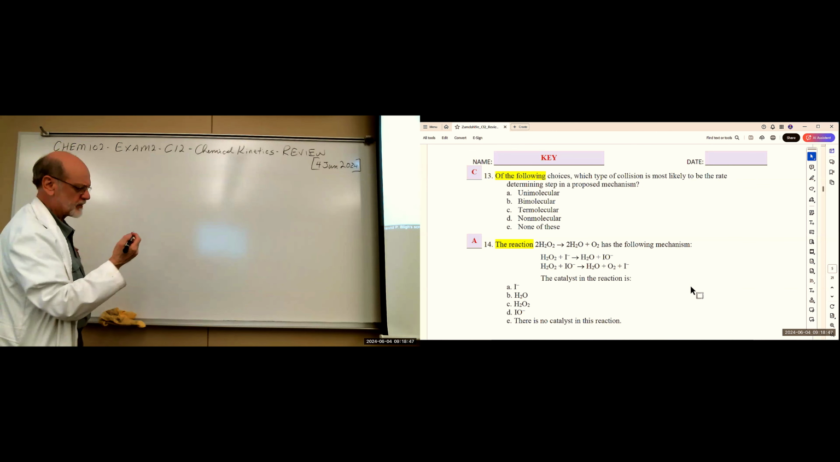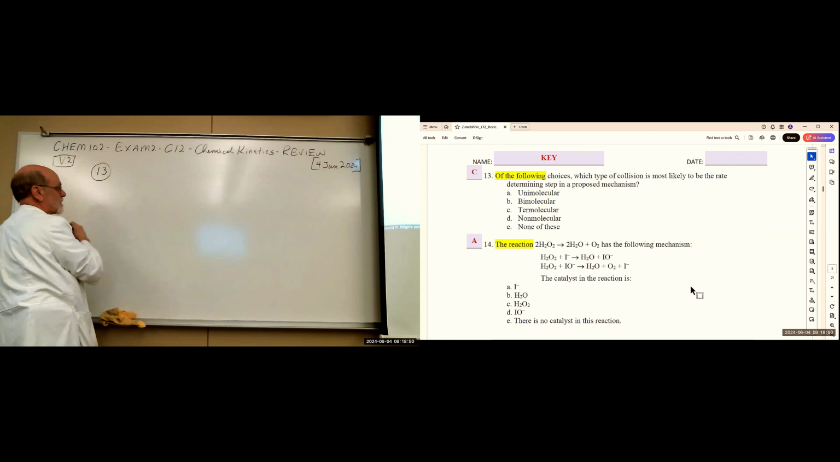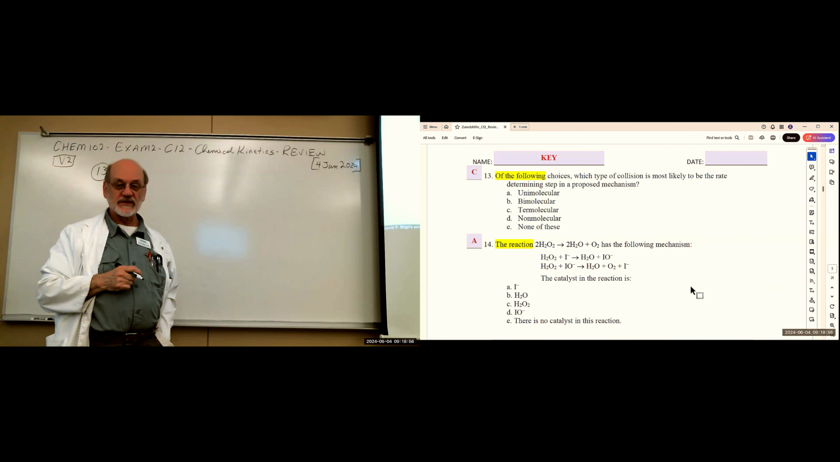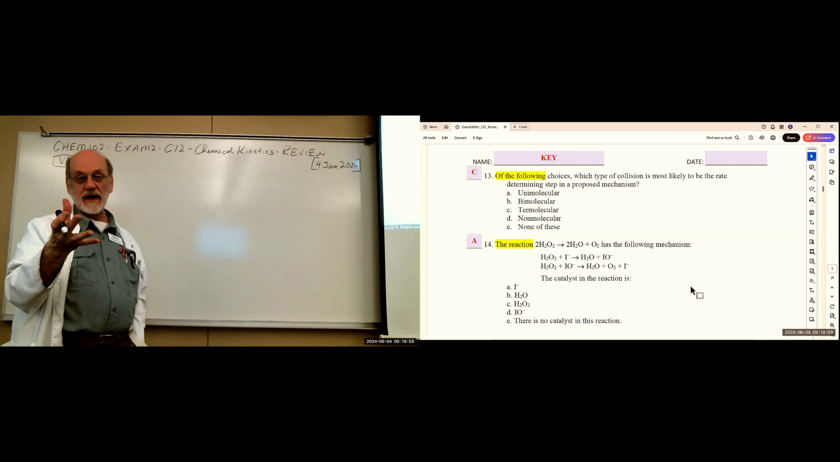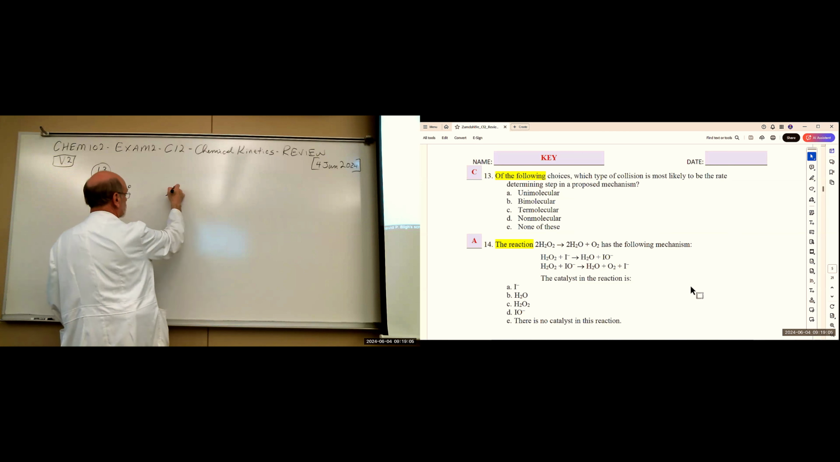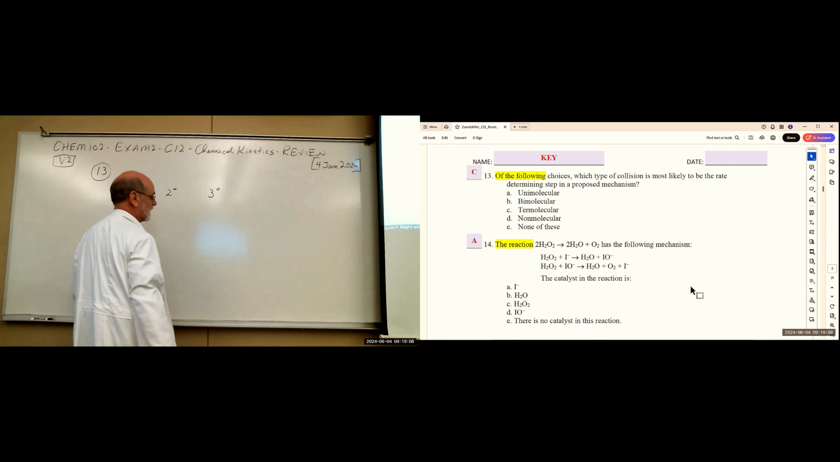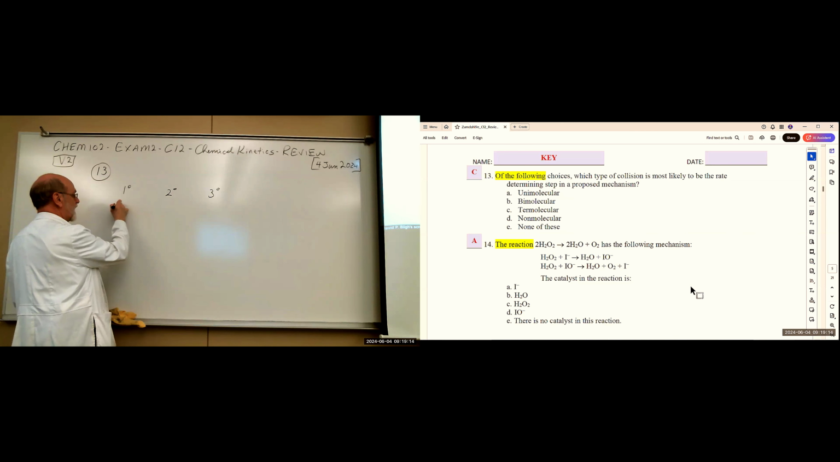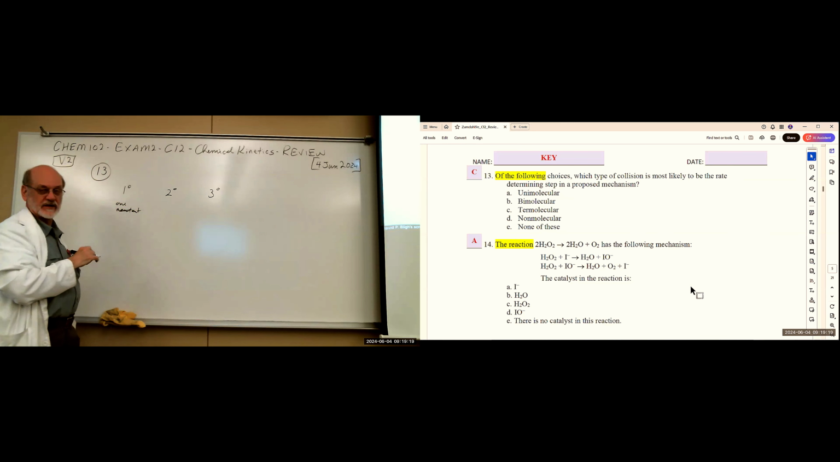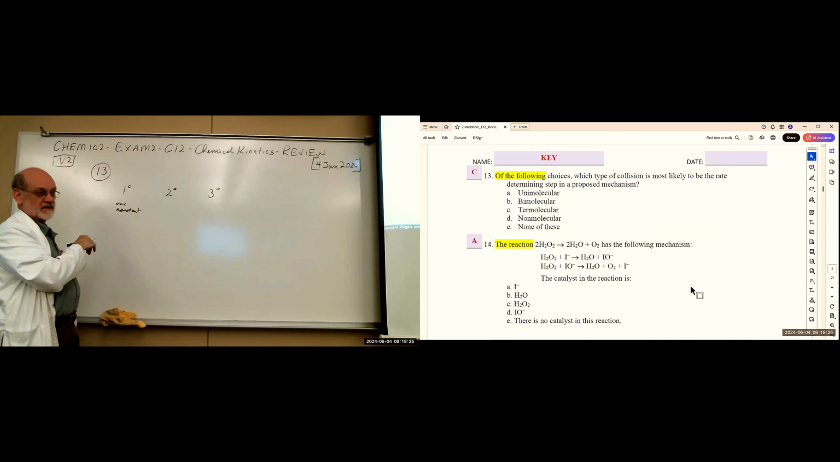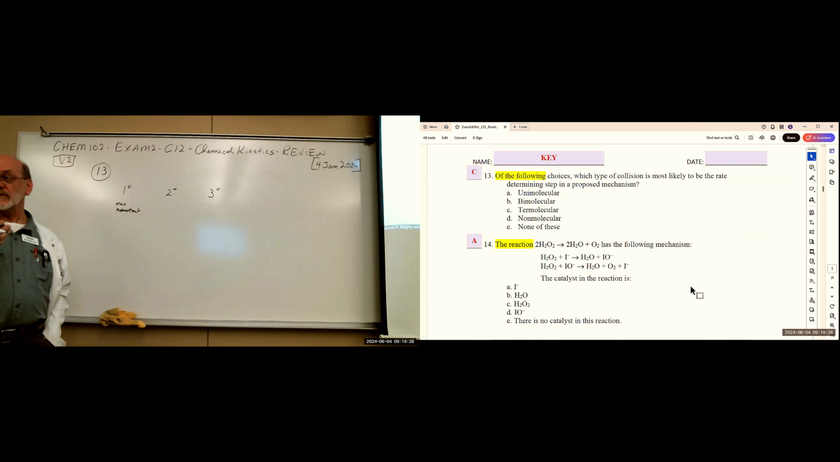Number 13. Of the following choices, which type of collision is most likely to be the rate determining step in a proposed mechanism? So what do we have? We have unimolecular. I'll write it that way. We have bimolecular. And we have termolecular. Okay. What do we mean by unimolecular? There's only one reactant. It doesn't depend on anybody else. Just the energy that's in the system, that reactant changes or decomposes, whatever.